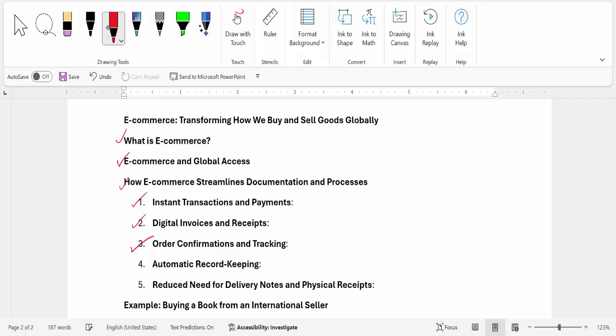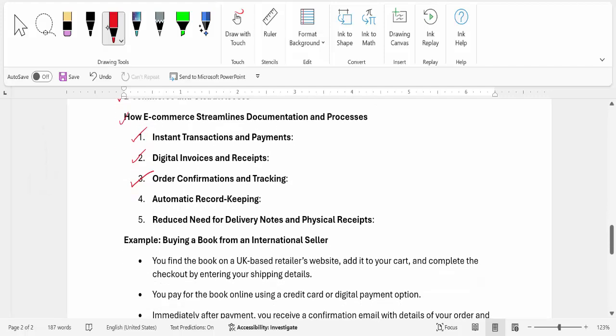3. Order confirmations and tracking. After the transaction is complete, an order confirmation email is usually sent. This confirmation acts as proof of purchase and includes all the information about the order. Once the item is shipped, e-commerce platforms provide tracking information so customers can monitor their delivery status online. This is especially helpful for international purchases, as customers can see the item's journey across borders in real time.